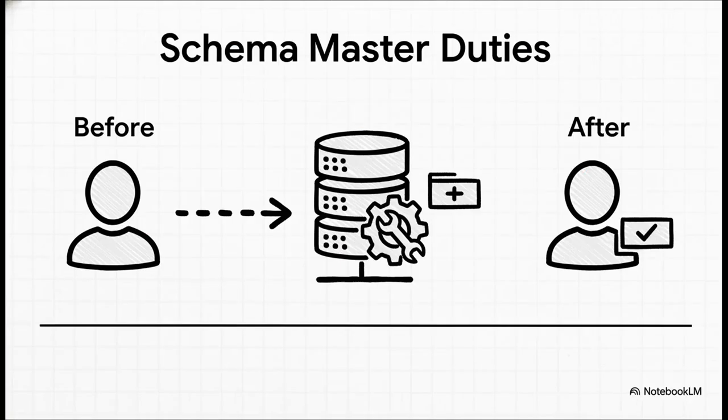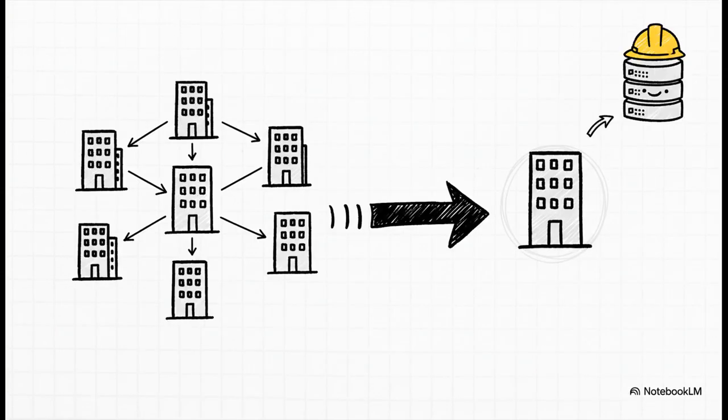So what does that look like in the real world? Well, let's say HR wants to add a new employee ID field to every single user account in the company. That change has to go through the Schema Master. You might only touch this role once or twice a year, but when you do, you better be careful because it is absolutely critical.